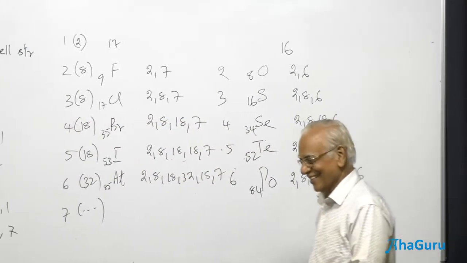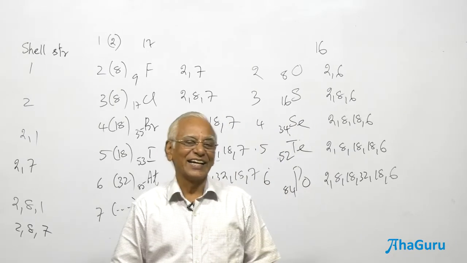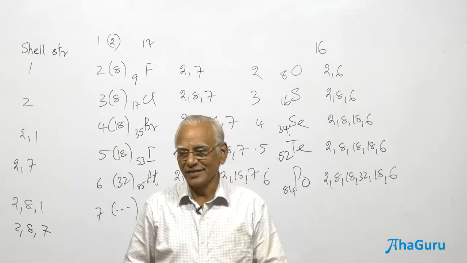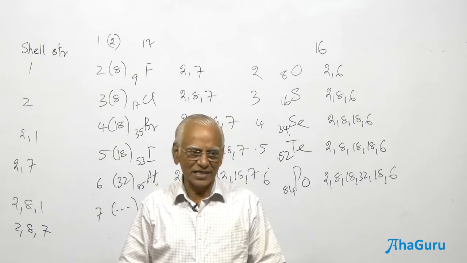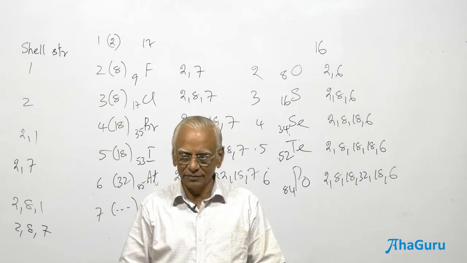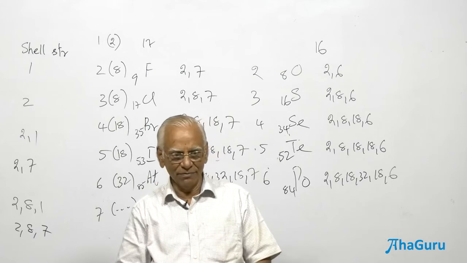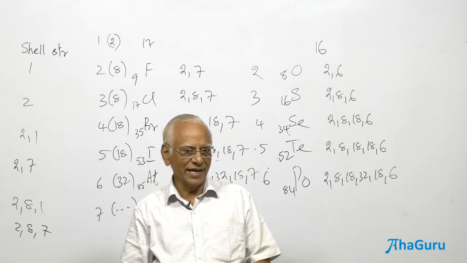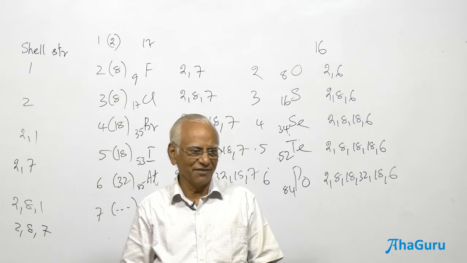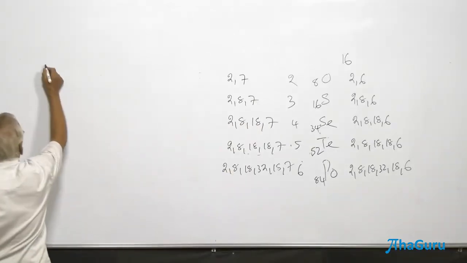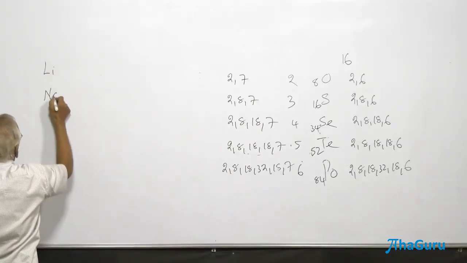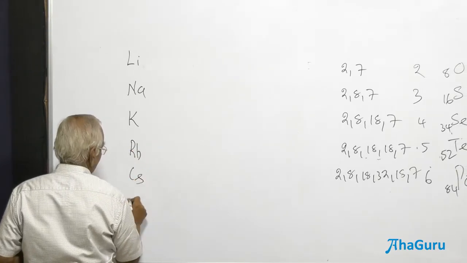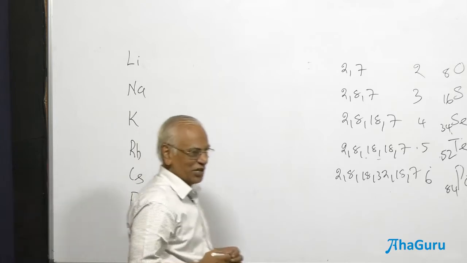First of all, what are the alkali metals? Not X, Y, and Z, the actual alkali metals. Who knows the answer? Alkali metals correctly, down the group: lithium, sodium, potassium, rubidium, cesium, and francium. Francium is radioactive.